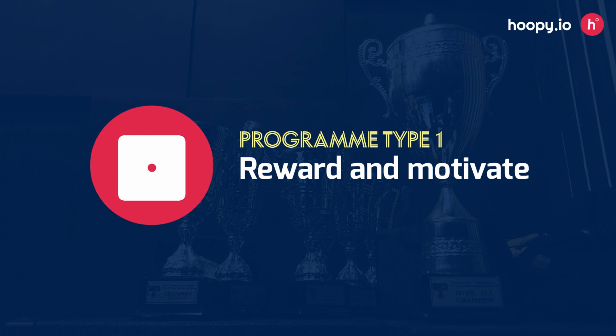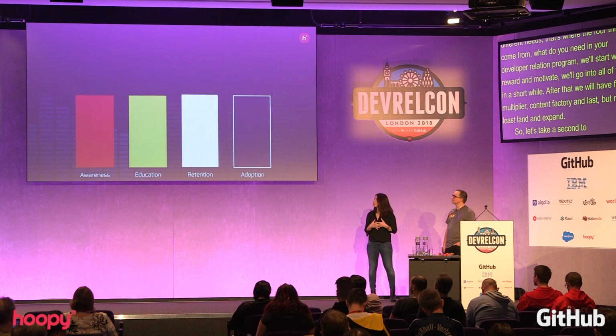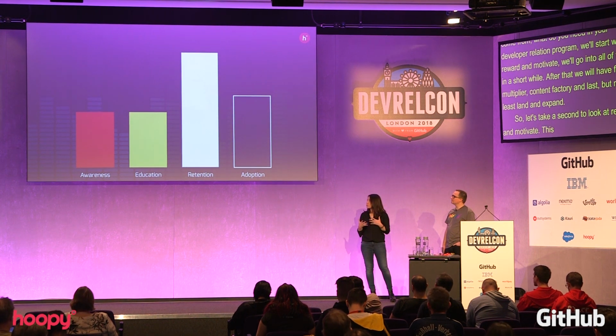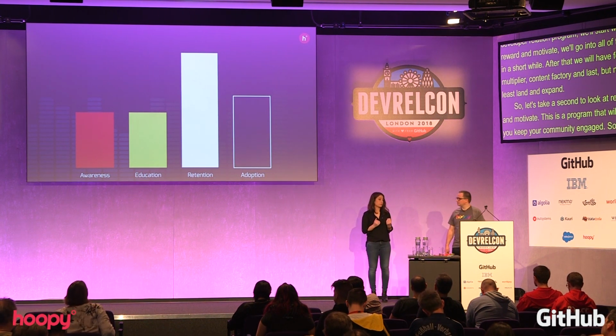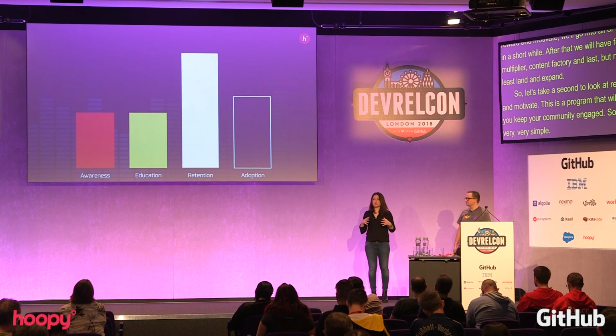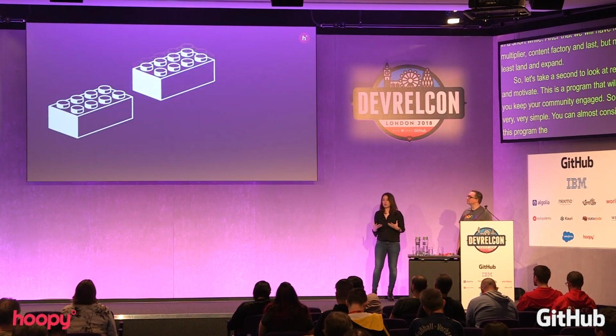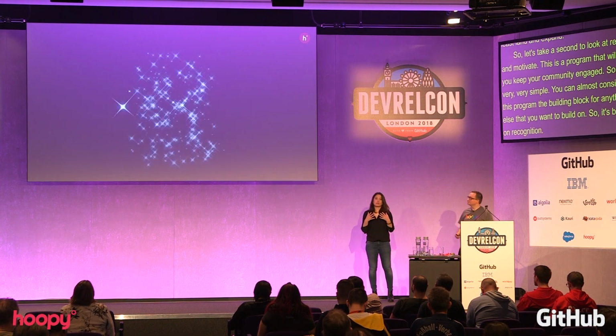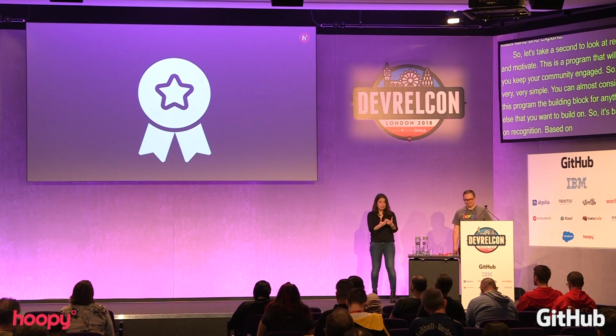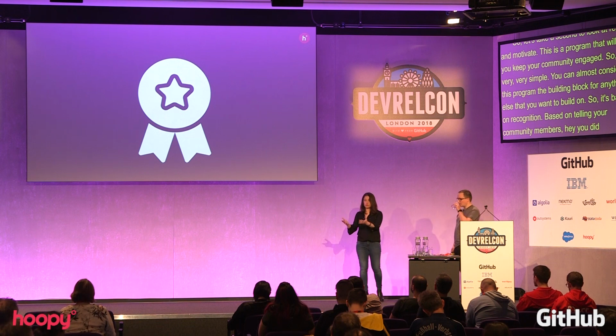So let's take a second to look at the reward and motivate. This is a program that will help you keep your community engaged. So it's very, very simple. You can almost consider this program the building block for anything else that you want to build on. So it's based on recognition, based on telling your community members, hey, you did a great job, you went to that event, you're awesome, so let us recognize that. You're not just doing this in vain. The reason why developer relations exists is because we care, and we care for the developers. So this is one very easy way to show that.